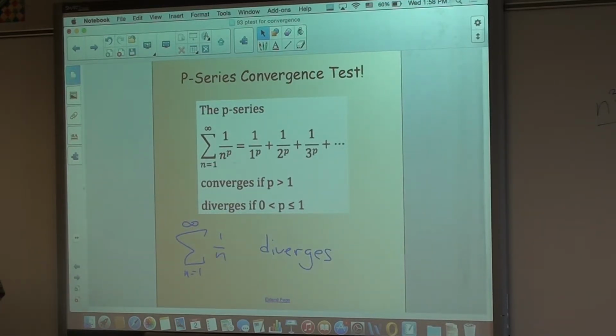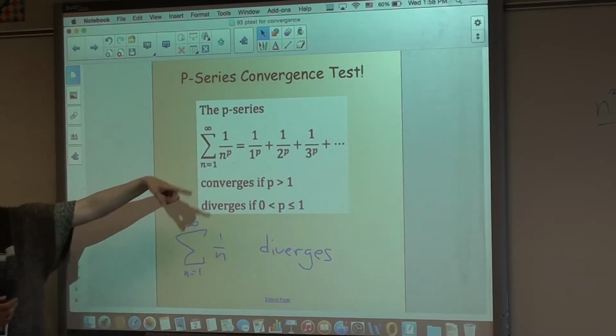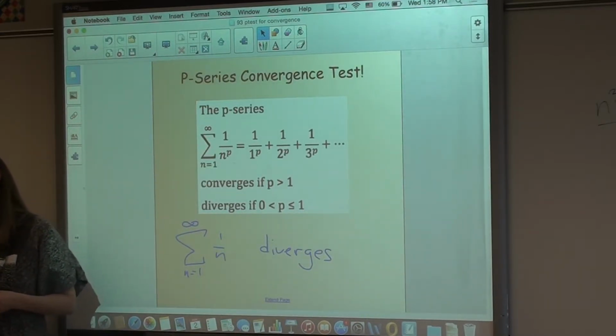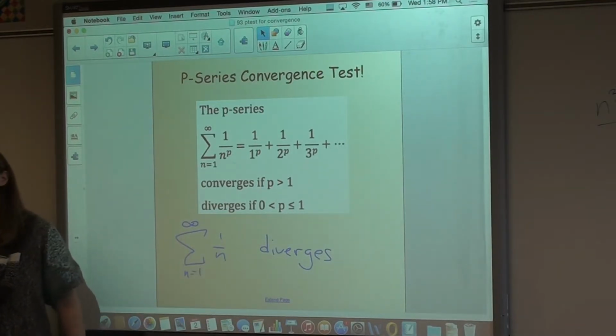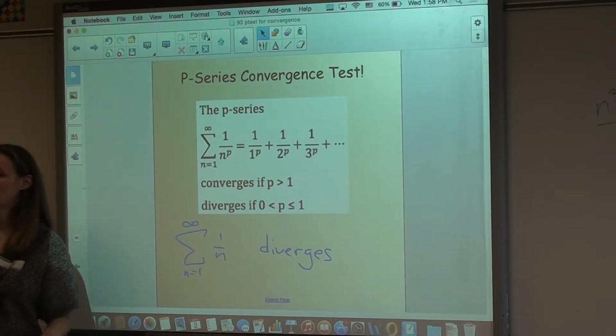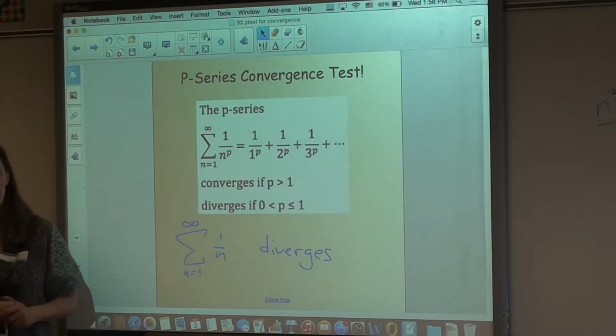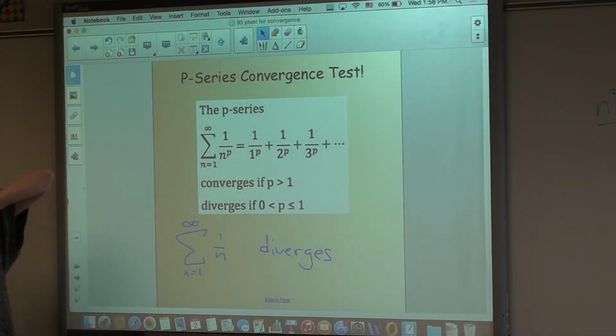If it was a negative P, then that test wouldn't work. The test wouldn't work. So anyway, 1 over n diverges, but 1 over n squared converges. All right. You ready to try it?